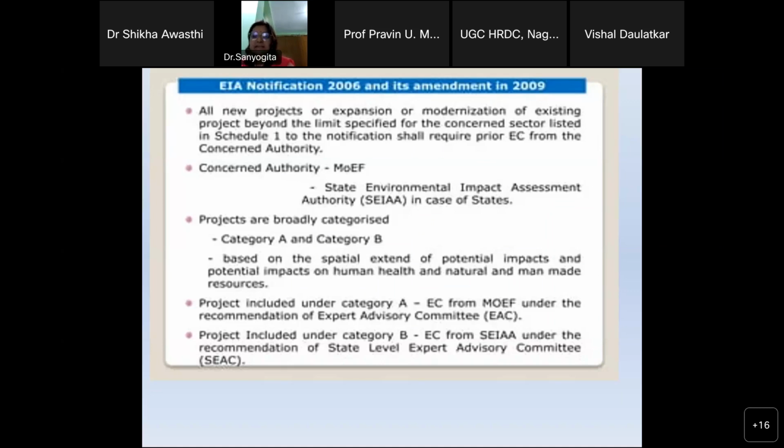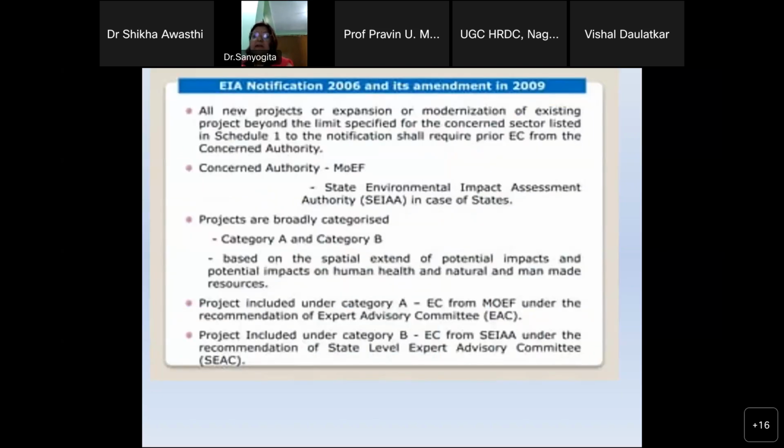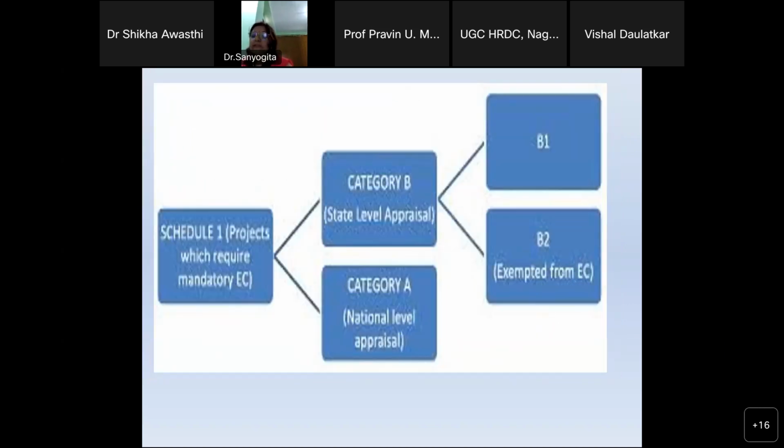Here they have classified the projects into categories, category A and B. Category A, that is, the environment clearance is required from the nodal authority under the expert advisory committee, while category B projects are recommended under the state level expert advisory committee. So these are the representation. Schedule A, the projects which require mandatory environmental clearance, has been categorized A and B. A is for the central level, that is the national level appraisal, while B is a state level appraisal.